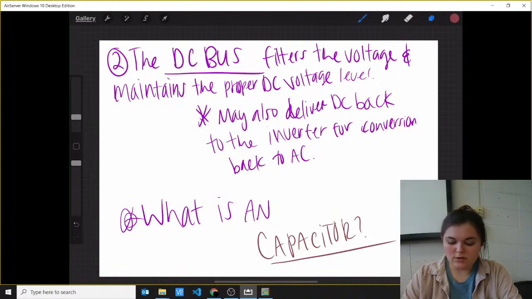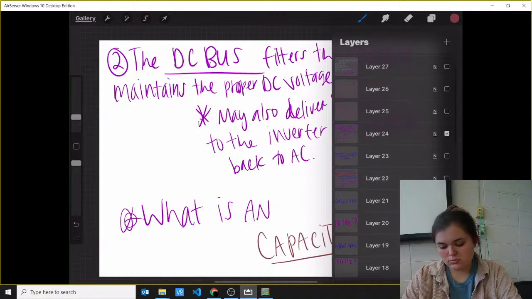So, what's a capacitor? Do you know? Been 8 years since I've had it.